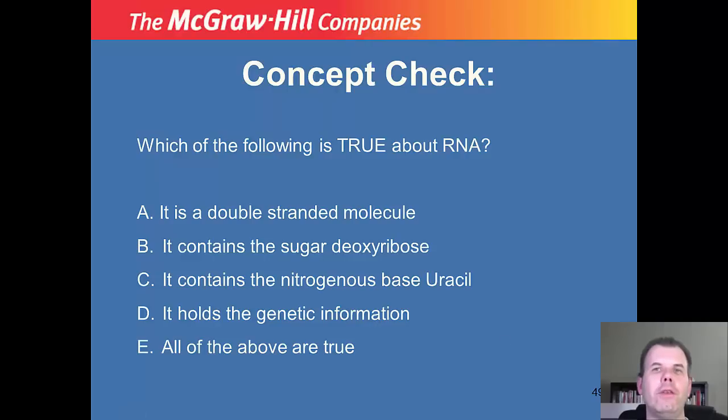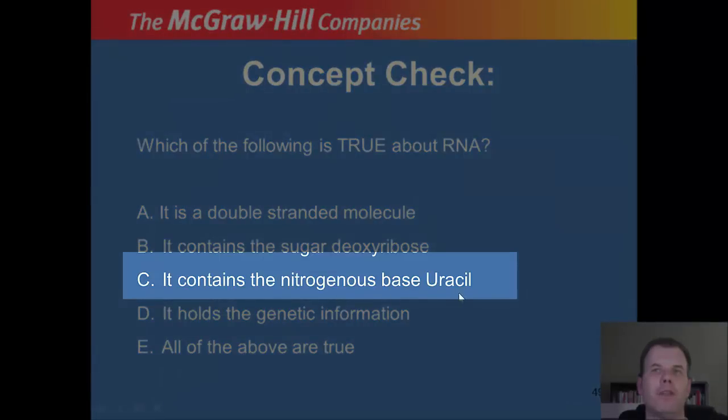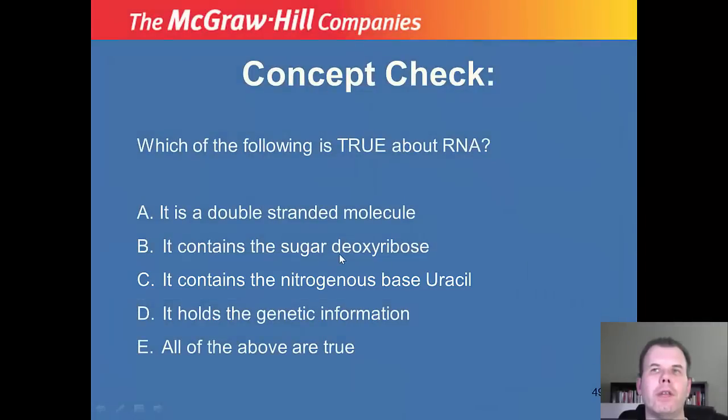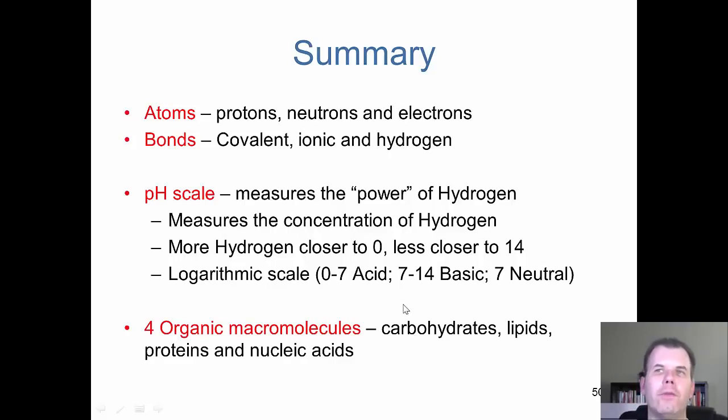Okay. Hopefully you didn't fall for "it's all above is true," because the answer is C, the nitrogenous base is uracil. So again, RNA only has ribose, it is single-stranded, and it doesn't hold the genetic information. That's all DNA. The only one that pertains to RNA is the nitrogenous base uracil in this case. So if you got that one right, good job to you. Congratulations. All right, so let's summarize and finish it up here.